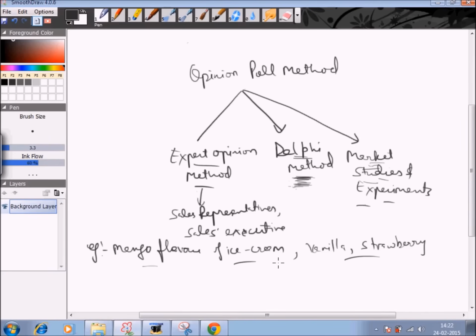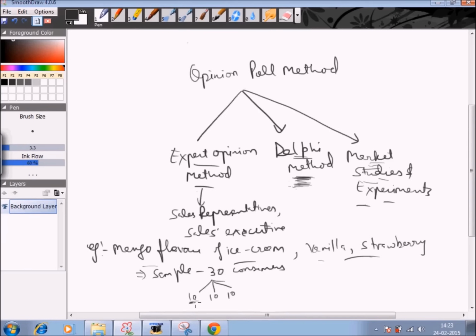So what it does is it selects a sample of 30 consumers and then divides them into 3 categories of 10 each. That is, in a group there are 10 consumers at a go. Now all these groups are asked to taste the 3 flavors of the ice cream, that is mango, vanilla and strawberry.